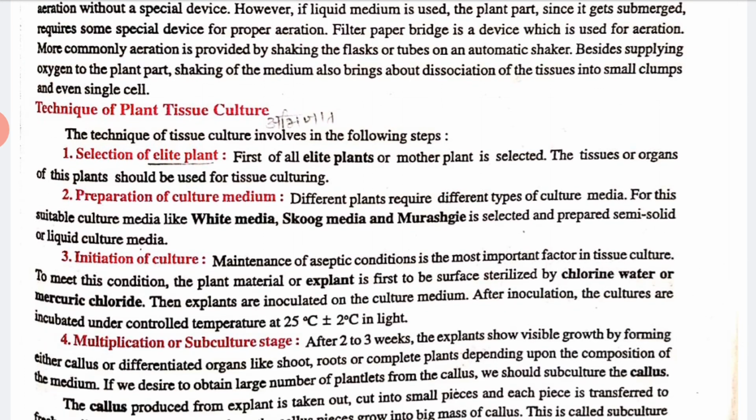So the technique of plant tissue culture. So what are the techniques? First of all we have to select the plant. Okay, then second is preparation of culture medium, means whatever medium is required we will prepare.